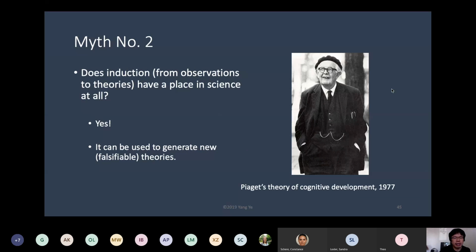So the second myth is that if the whole paradigm is based on deductive logic, does inductive logic, which means going from observations to theories, have a place in science at all? The answer is still yes, because induction can be used to generate new theories that are falsifiable and can be further tested. For example, this is Piaget. He's a very famous child psychologist. He came up with a theory of cognitive development by observing children, right? By observing his own kids, actually, he came up with a very influential theory, and then that theory gave birth to other theories that are falsifiable.